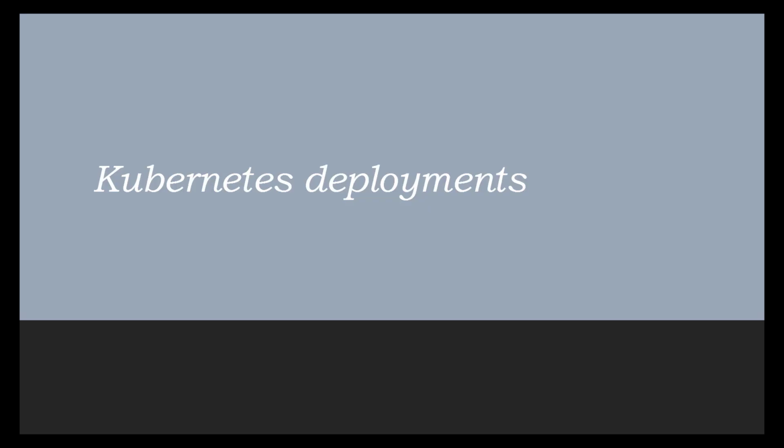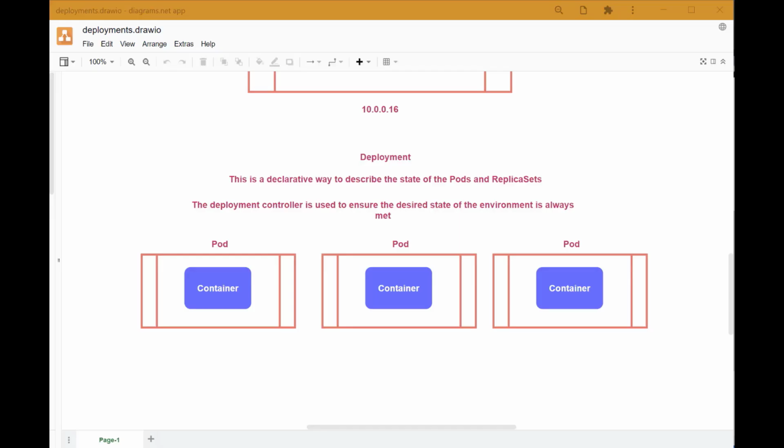Now, in the last chapter, I just quickly gone through the concept of the pod. Now the pod can be part of a deployment. Now the deployment is basically a declarative way to describe the state of the pod and the replica sets. In the Kubernetes cluster, there's something known as a deployment controller that is used to ensure that the desired state of the environment is always met.